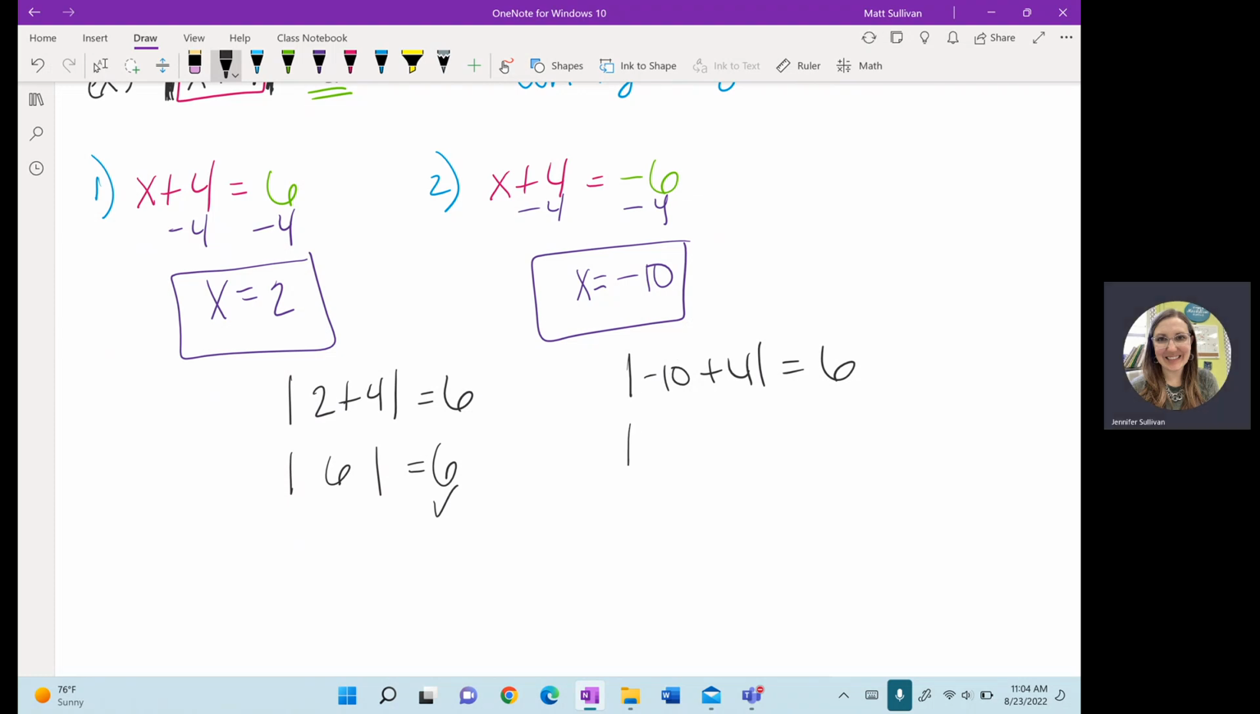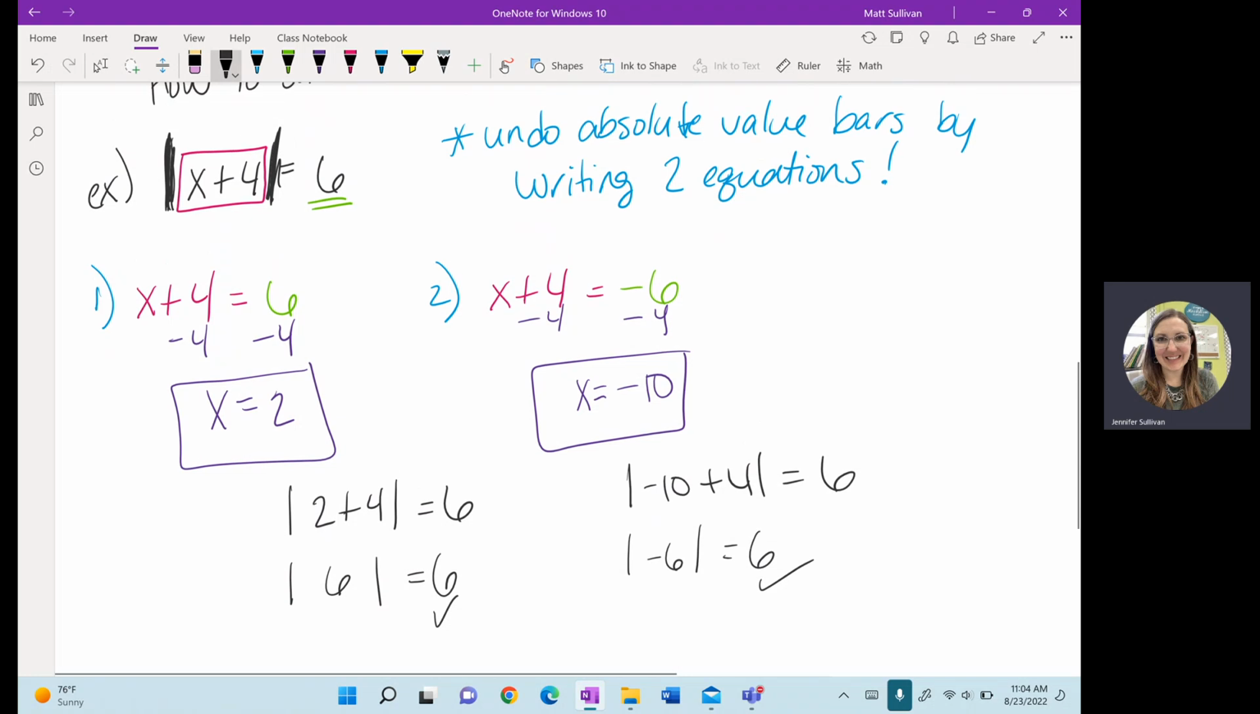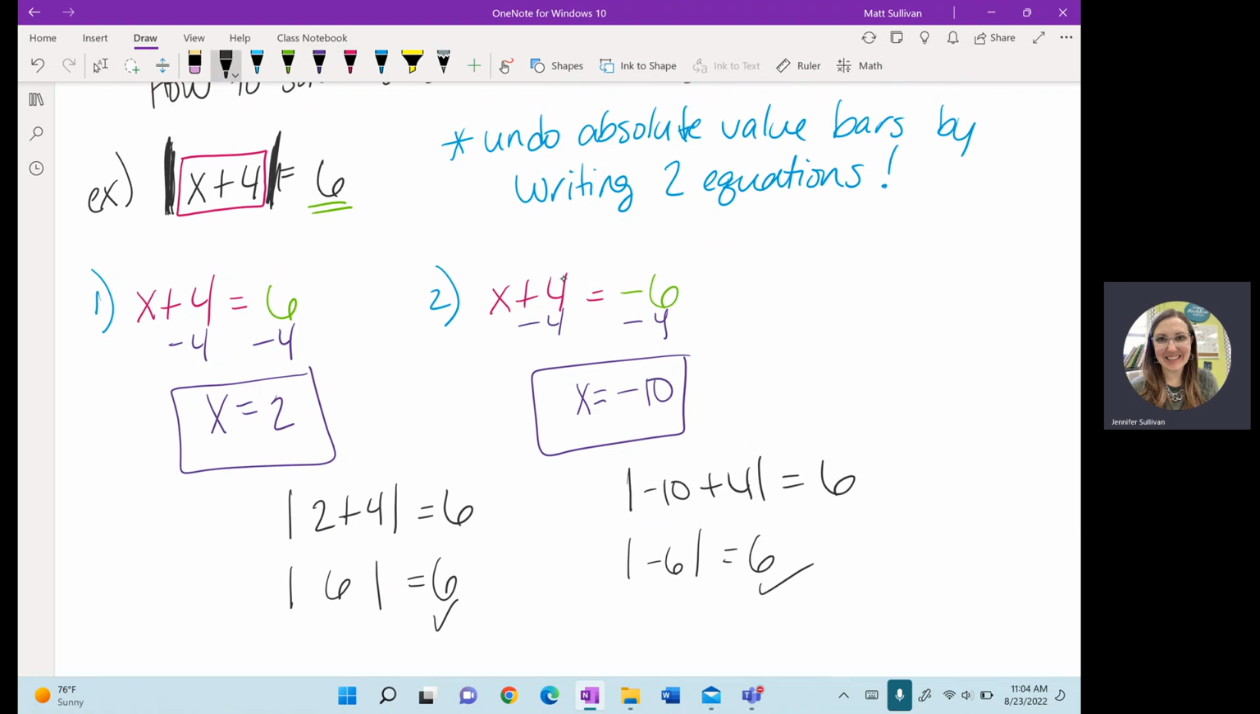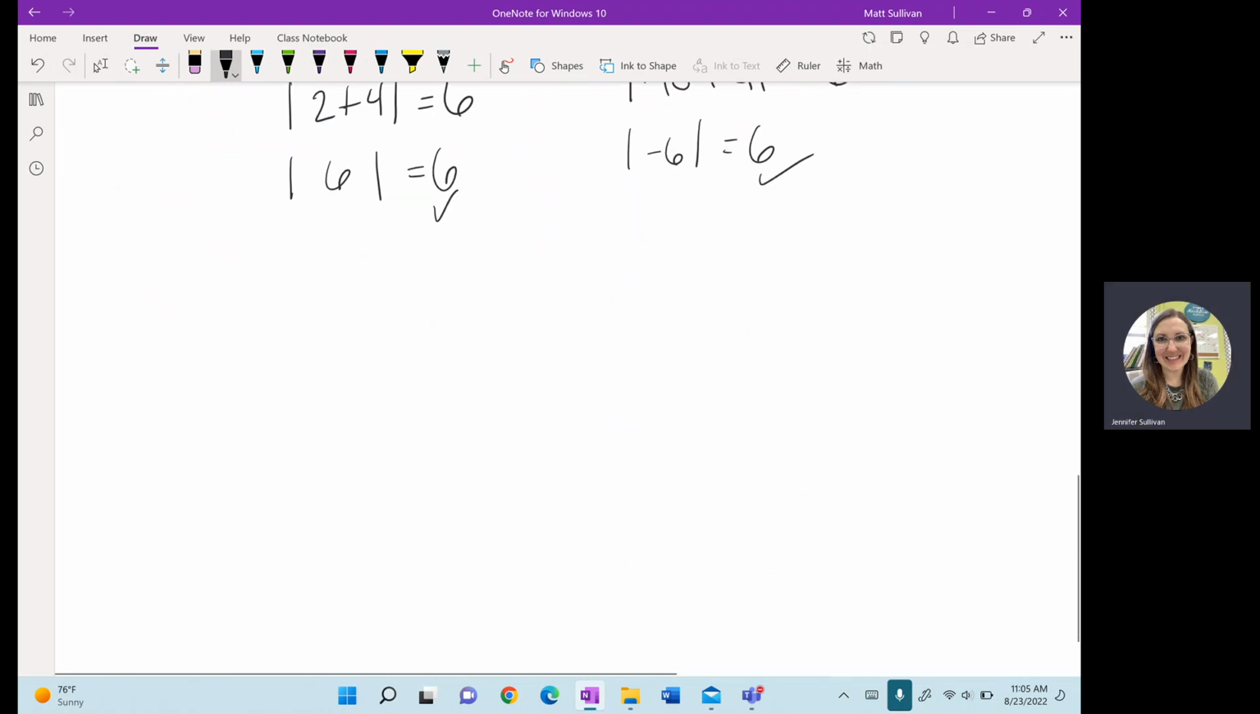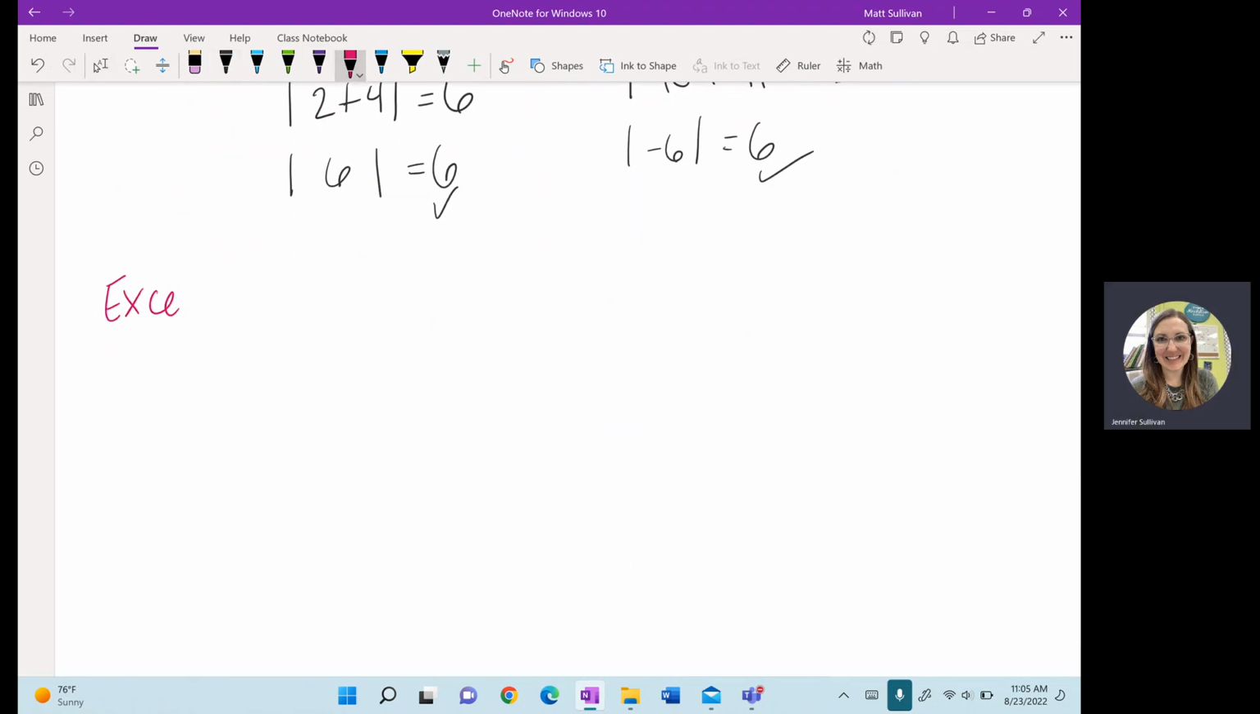Okay, how about -10 plus 4? That's -6. Is the absolute value of -6 equal to 6? Yes, it is. So we take what's on the inside and we write two equations by setting it equal to the positive and the negative. It will work every single time, except here's an exception, meaning this one's going to have a special solution.